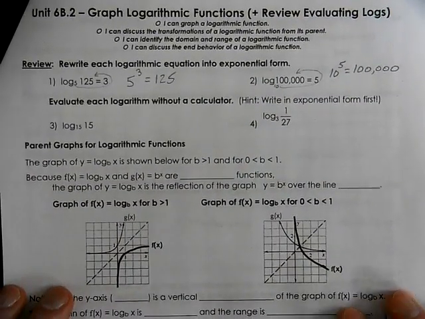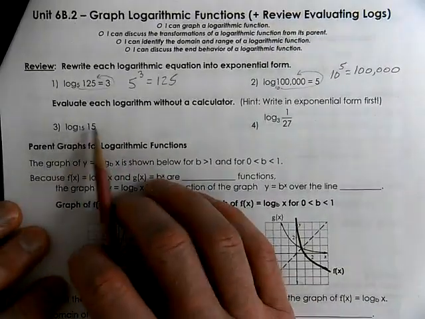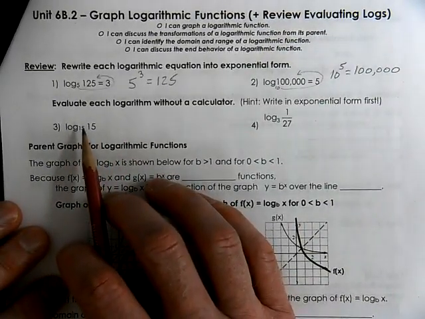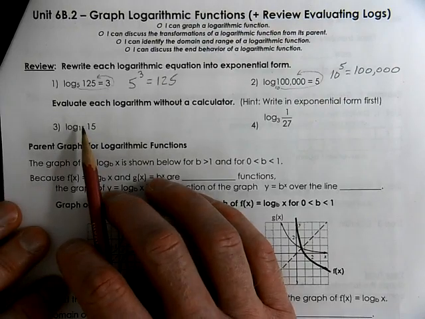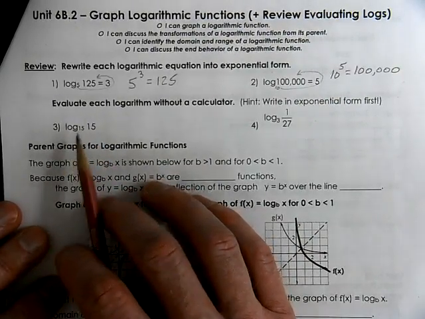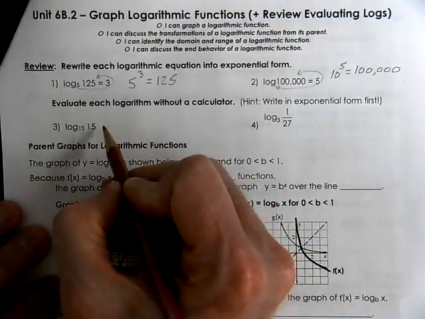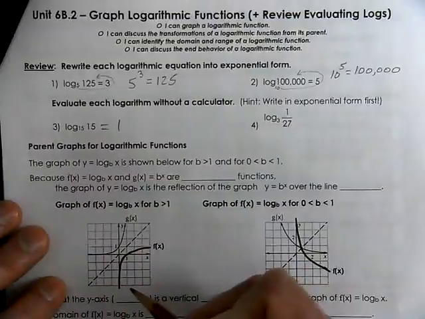Now for evaluating, we're going to evaluate what this would be. Really what you're asking yourself is 15 to what power is going to equal 15? 15 to the 1st power is going to equal 15. So this is going to equal 1.